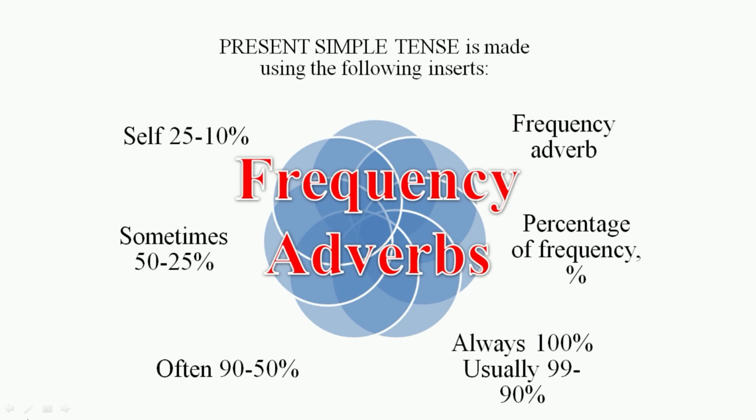For example, seldom is 25 and 10%. Sometimes we can use 50 or 25%. Often we can use 90 and 50%, and always and usually we can use absolutely every time.